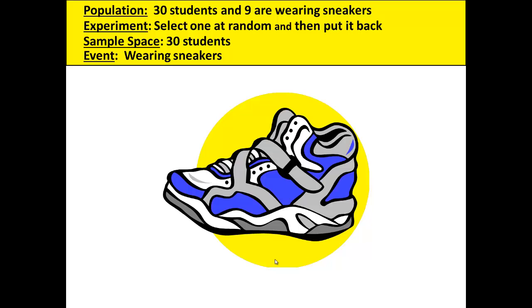Now it is time to look at another example. Our population consists of 30 students, of whom 9 are wearing sneakers. We're going to run an experiment where we will select one at random and then put it back. Our sample space consists of the 30 students, and our event is wearing sneakers.